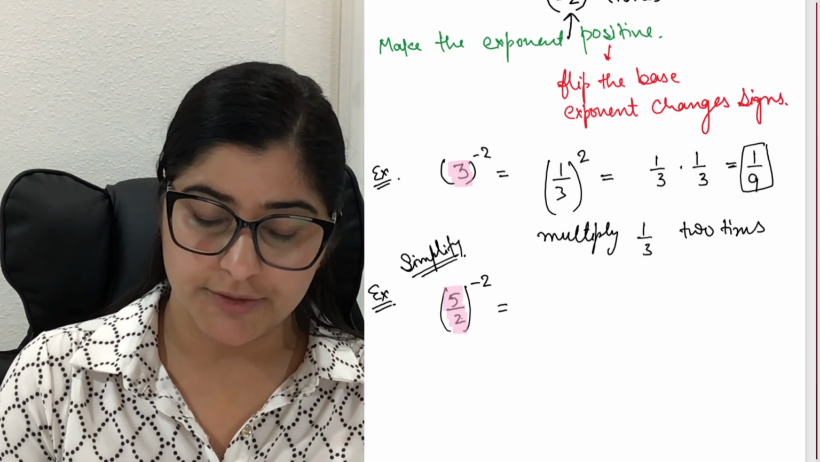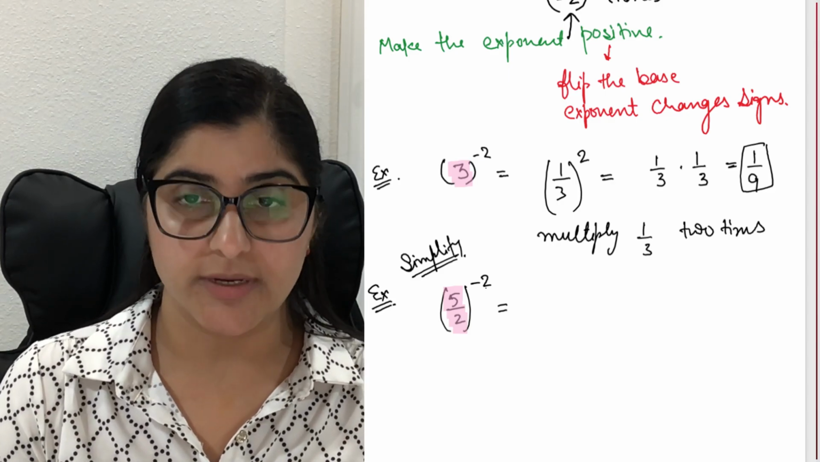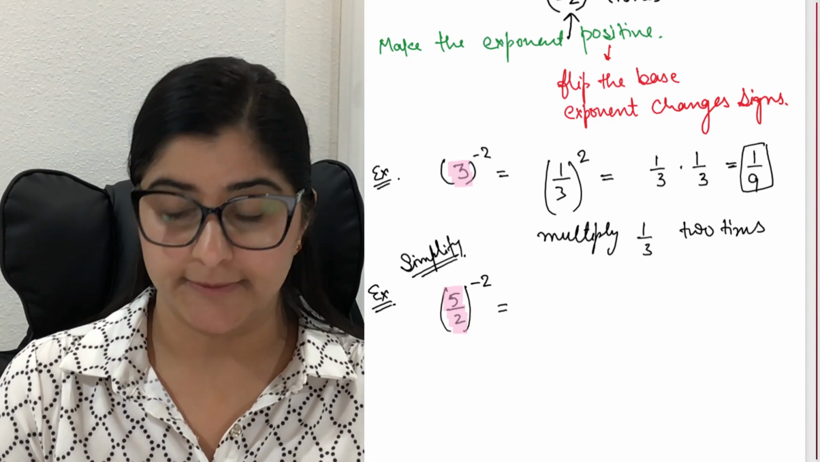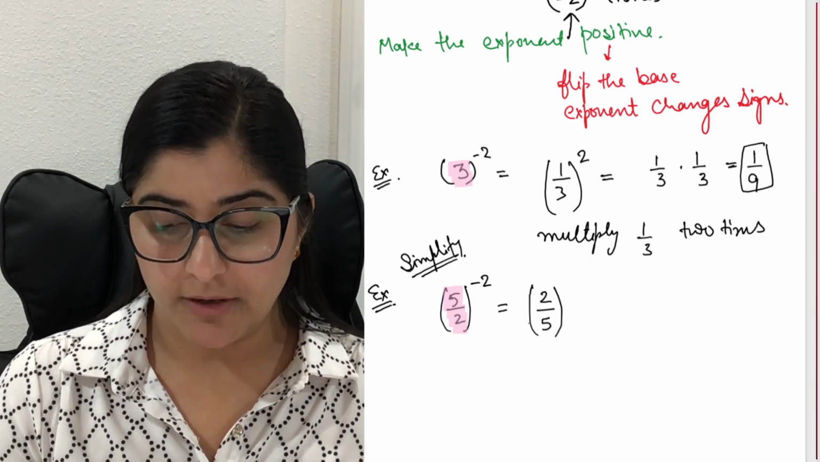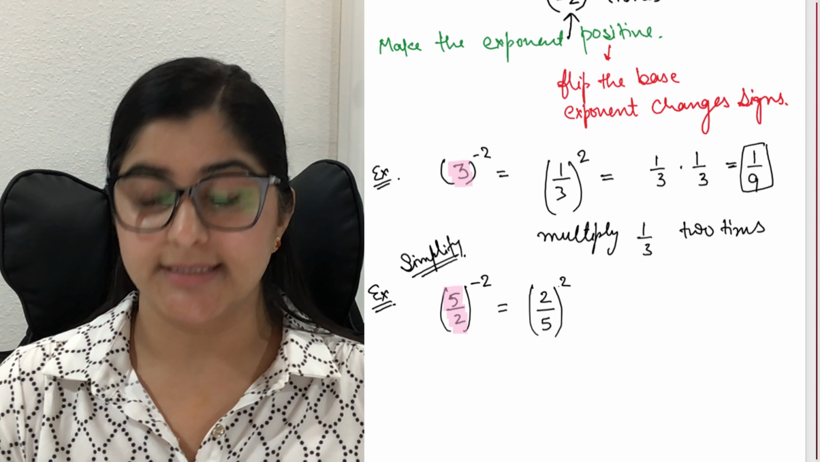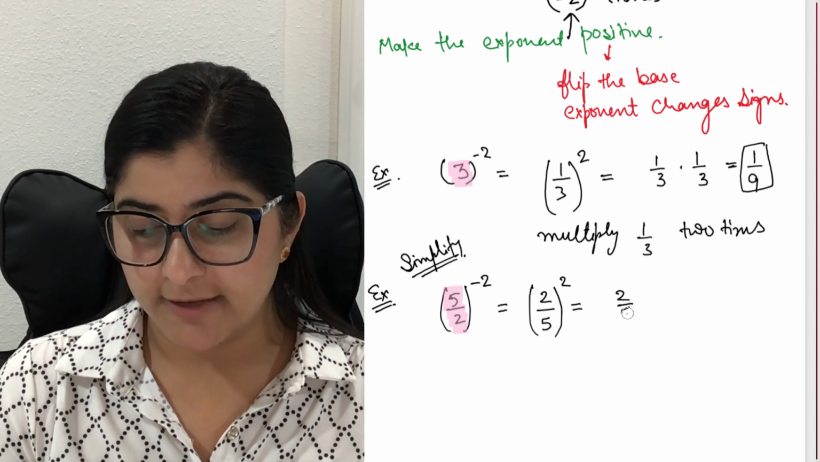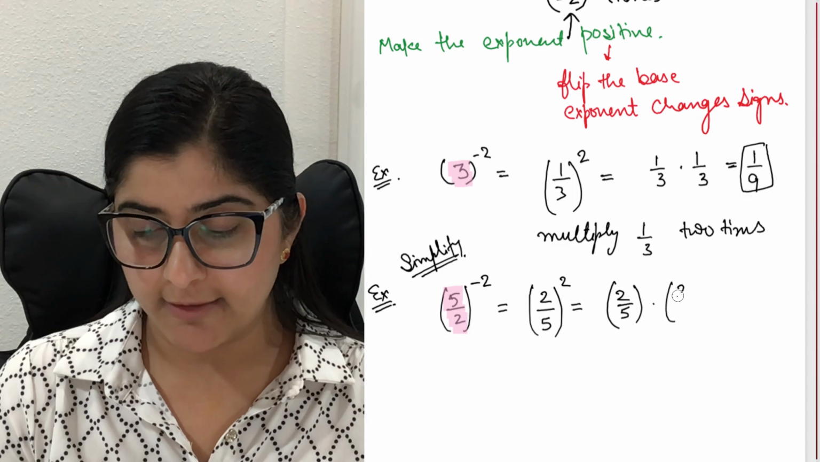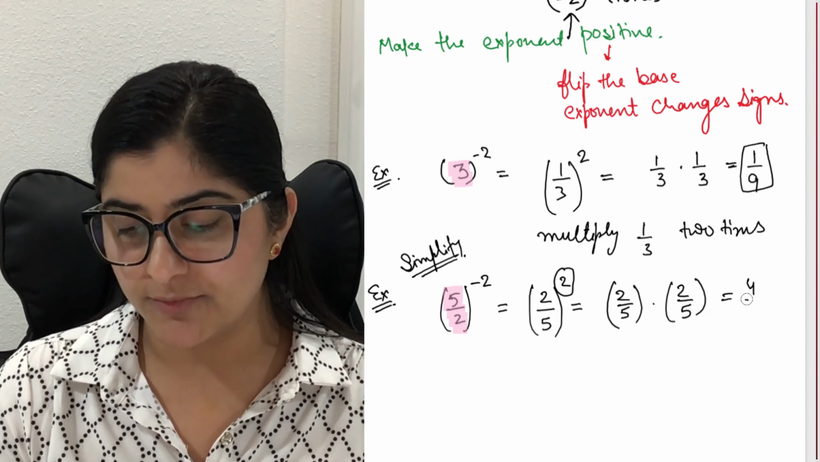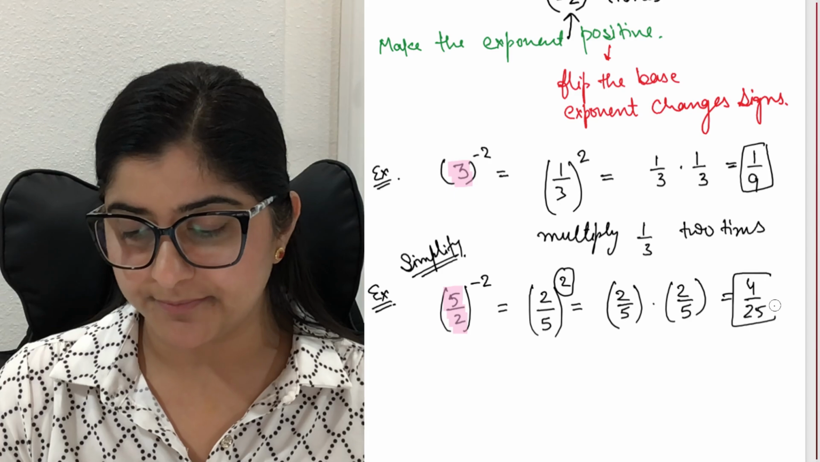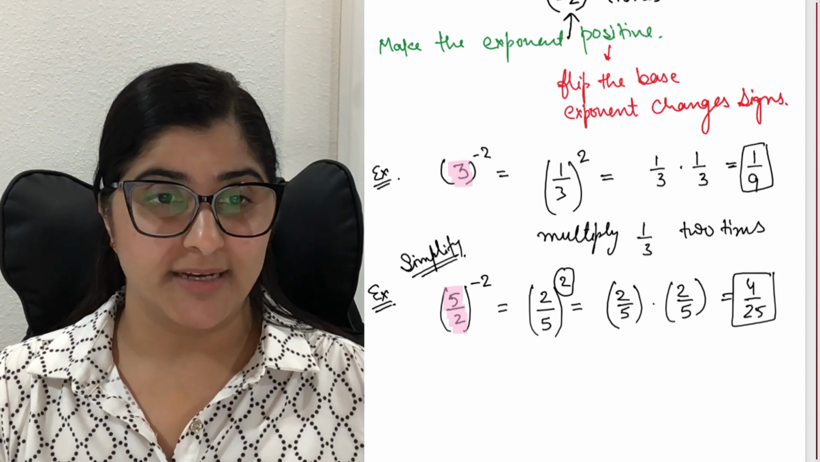The base is 5 over 2 and this exponent is for both 5 and 2 because this exponent is for the whole bracket. So 2 will go in the numerator, 5 will go in the denominator, and the exponent will change its sign. So now this means 2 over 5 is multiplied by itself repeatedly. How many times? 2 times. So it is 4 over 25. This is how we deal with negative exponents.